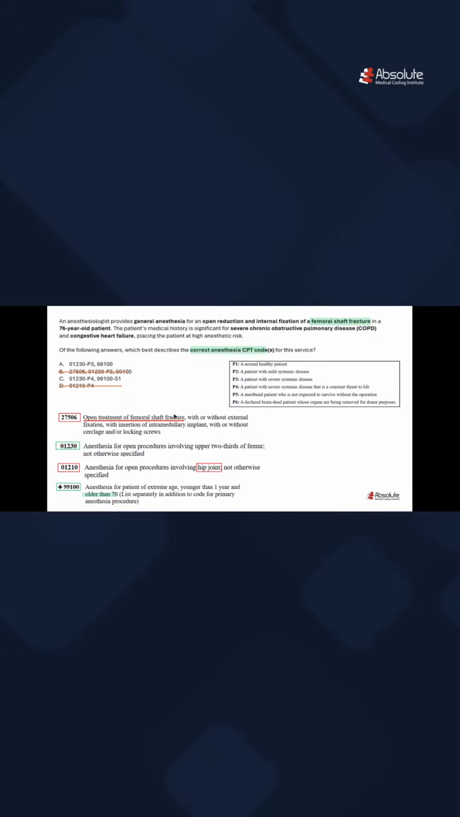The only difference between option A and option C is that option A is coding for a P3 modifier, physical status modifier, and option C is for P4, right? P3 is for a patient with severe systemic disease, while P4 is for a patient with severe systemic disease that is a constant threat to life. There was no mention of a constant threat to life here. Yes, the patient was at a high anesthesia risk and had severe systemic disease, but it's not clearly mentioned whether it's a constant threat to life. So that makes option C incorrect, and option A is the correct answer.